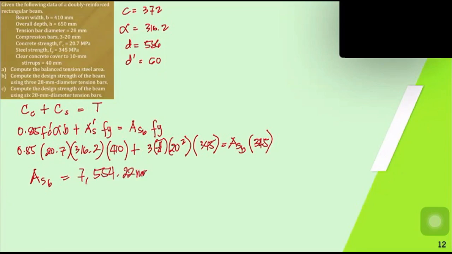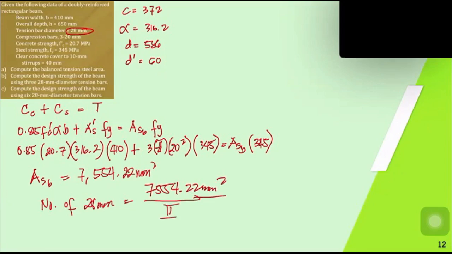And then necessary. Compute the number of 28 mm bars for the high tension transmission. Number of 28 mm bar, so that is 7554.22 divided by the area of one 28 mm bar. How many 28 mm bars should there be?